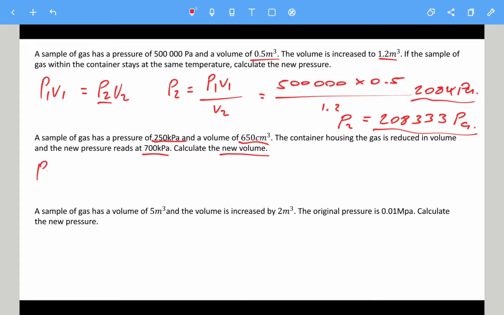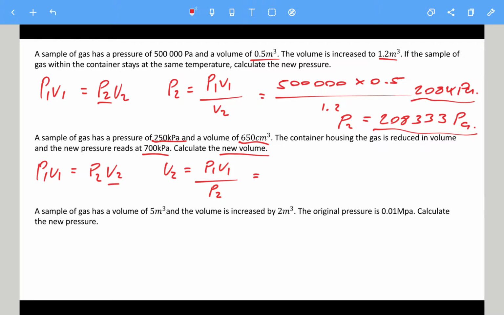So P1 V1 equals P2 V2. So we're finding volume 2. So we need to get rid of a times pressure 2. So the opposite of timesing is dividing. So volume 2 will simply be P1 V1 divided by P2. Then let's put some numbers in.